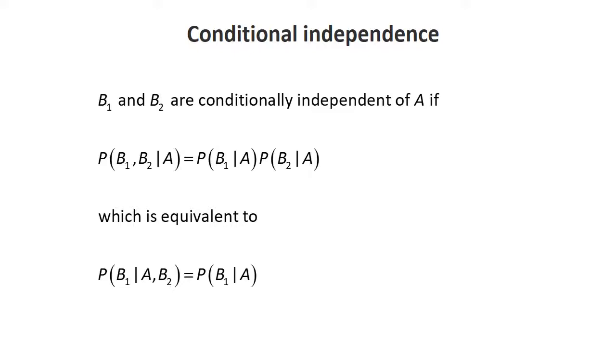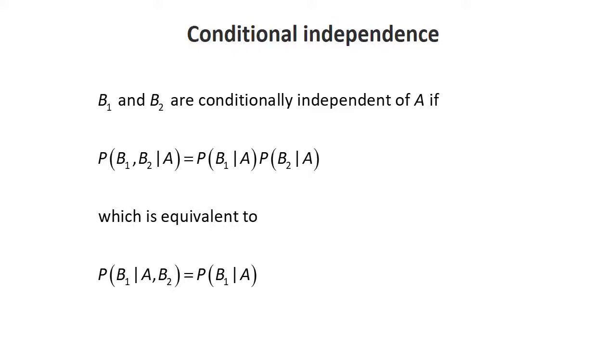Conditional independence essentially means that under the assumption we know A, so we now have a condition, then the joint probability of B1 and B2 can be written as two marginal probabilities, now also conditioned on A. So this notion of conditional independence obviously depends on what A is. If A changes, then suddenly two things may no longer be conditionally independent. It's also equivalent to saying that the probability of B1 given A and B2 is simply the probability of B1 given A.